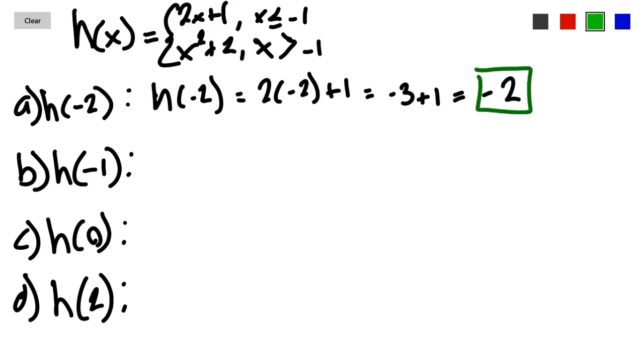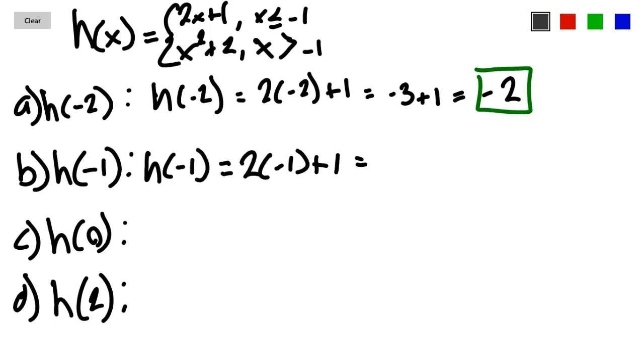So moving on to negative 1. Negative 1 is included also in the 2x plus 1 because it says that x is less than or equal to negative 1. So I'm going to say h of negative 1 is equal to 2 times negative 1 plus 1, which gives me negative 2 plus 1, which is negative 1 for my output.